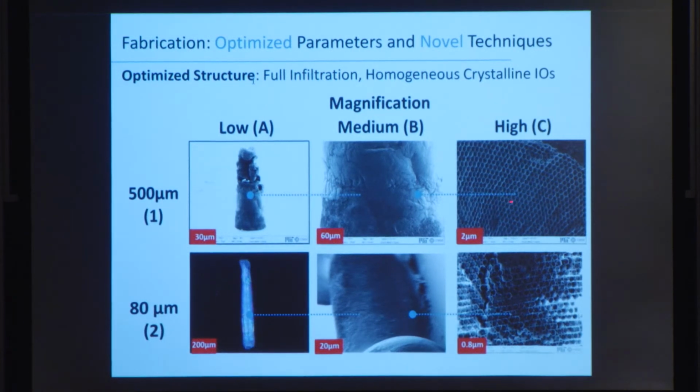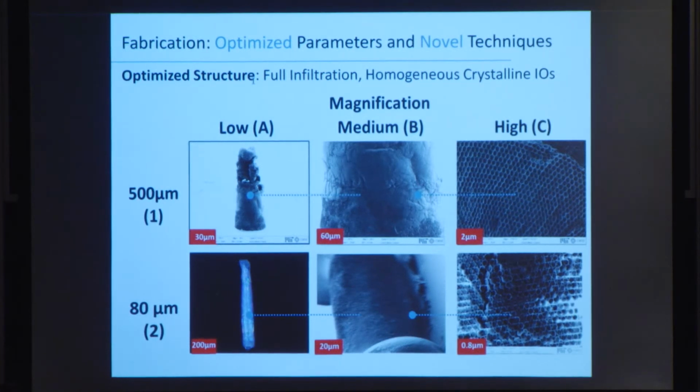And then when we looked at the high SEM, we saw the crystallinity in these features, which were our target properties. And then we looked at 80 micrometer structures, where our hypothesis was that if we applied these parameters to thinner structures, we might actually achieve full infiltration because they're thinner. And so we were able to achieve full infiltration with our other target properties, such as crystallinity and homogeneous distributions.